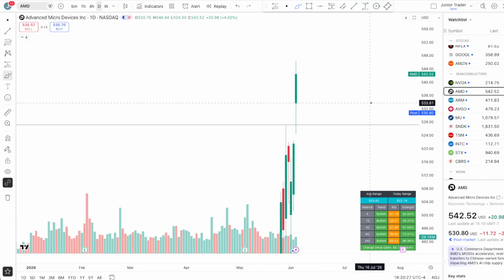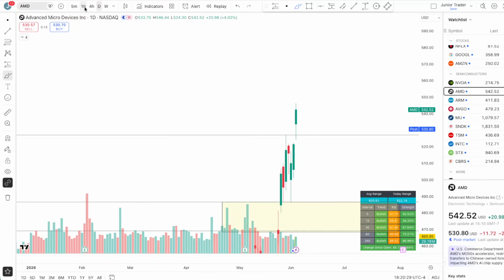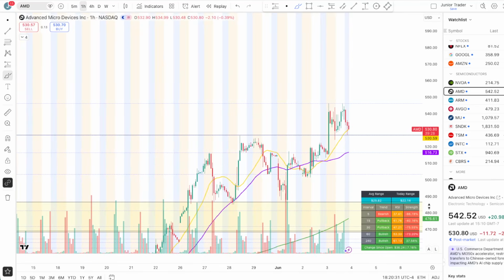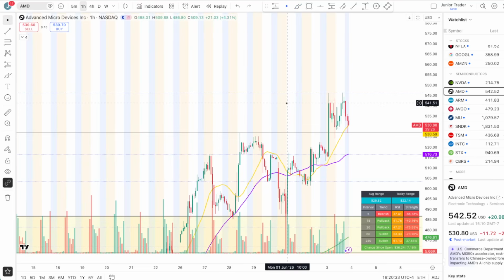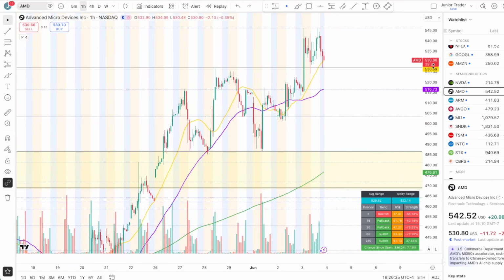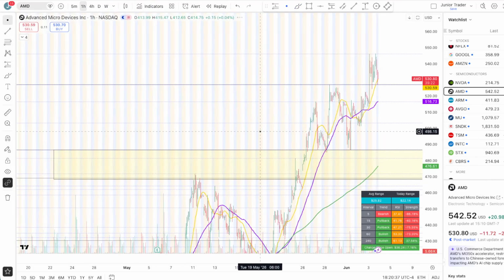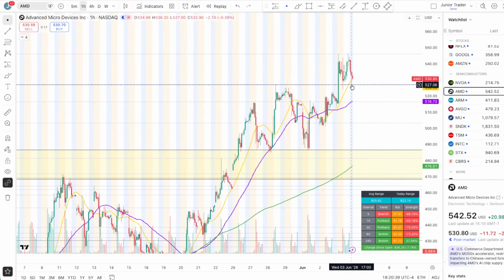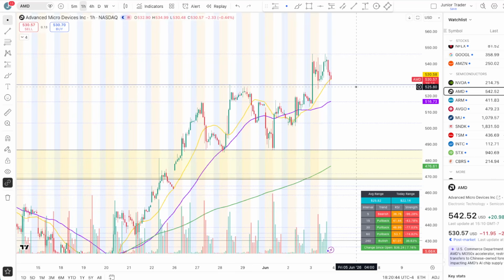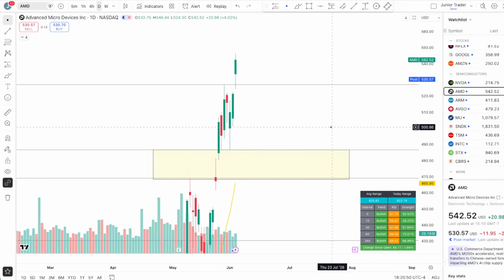Now what to do from here on AMD, right? So let's get to the hourly interval. All good so far. Again, can a pullback happen? We are extended, a pullback can happen. Now where will that happen? Watch this significant level, guys. If we lose 527, there's some weakness possible, but if we stay above that, all good. That's pretty much what you are watching on AMD.